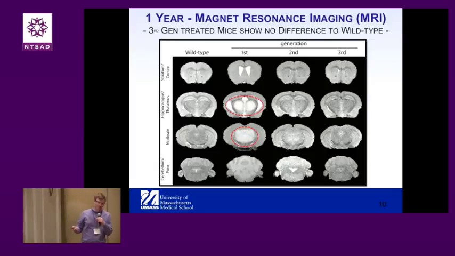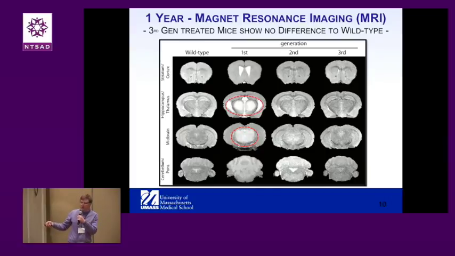So this is just motor function. What about brain pathology? We looked at the brains of those mice. You see here wild type. This is in MRI, first generation, second generation, third generation. In the first generation, after 1 year, you get these white signals back, which is basically the disease coming back. But in our third generation, it's completely gone. The image still looks like a wild-type mouse.